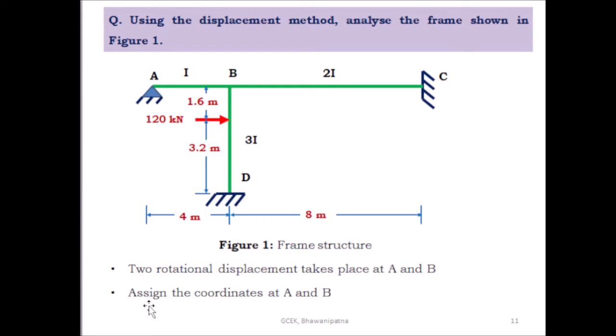So you have to assign the coordinates at A and B. The number of coordinates is equal to the number of rotational displacements. So here two displacements take place. So you have to choose the two coordinates and assign the two coordinates at A and B.